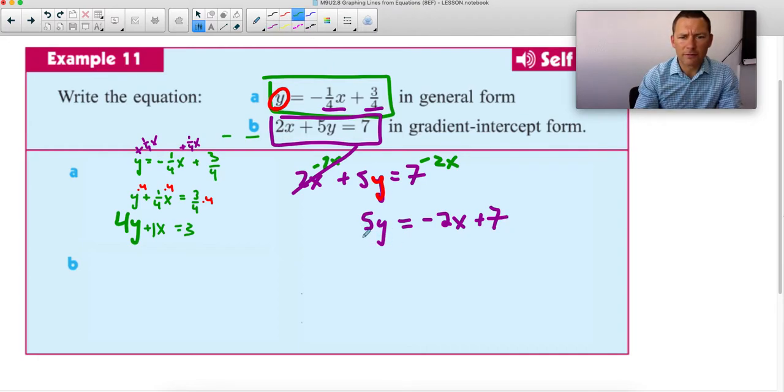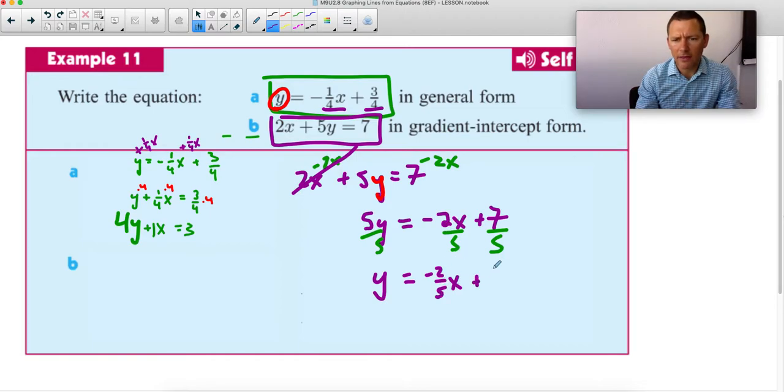So let's divide by 5, divide by 5, divide by 5. Right? Everybody gets divided by 5. So this ends up being y. This is negative 2/5 x, because 2 times x divided by 5 is the same as 2 divided by 5 times x. And this is 7/5.